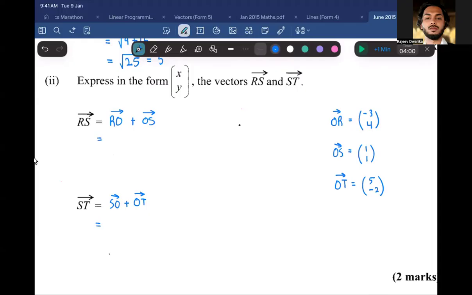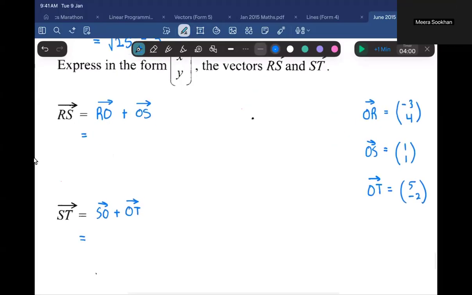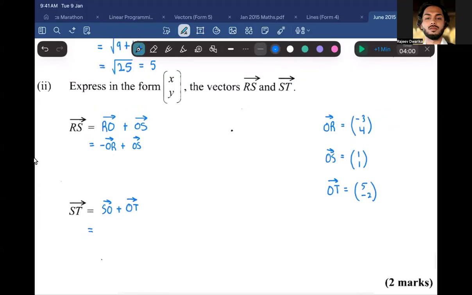All right, so Mira, RO would be the same thing as what? Let me see if you remember. RO would be the same thing as negative OR plus OS. Right, so you could go ahead and try to figure it out.